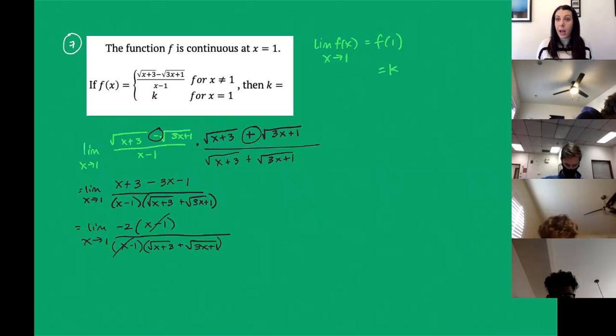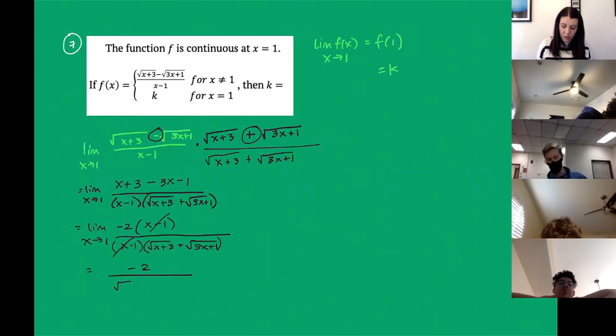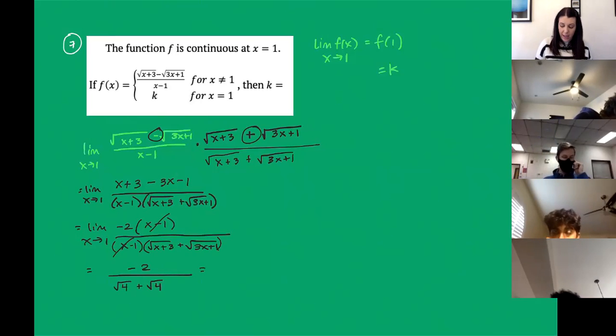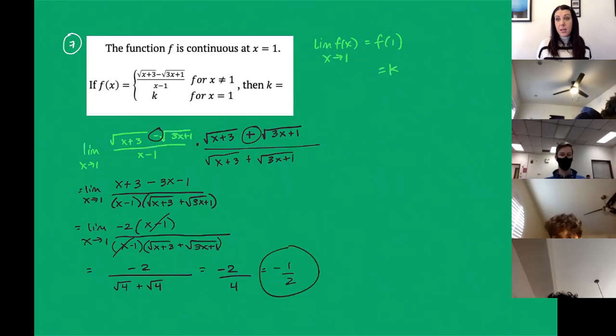Once you cancel it out, now you can plug in your 1. So we're going to get equals negative 2 over the square root of 4, because we're plugging in a 1 there, plus the square root of 4. We get negative 2 over 2 plus 2, which is negative 2 over 4, or negative 1/2. That's the limit. That means that's the y value we're approaching. So in order for it to be continuous, that k value has to be equal to negative 1/2.